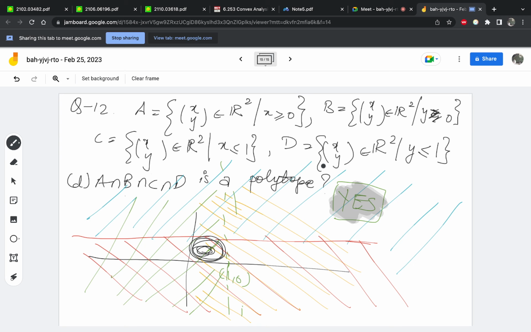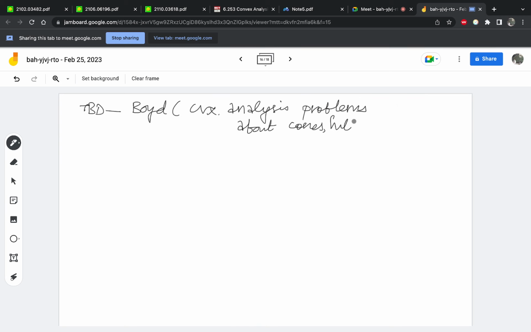So about cones, hulls, what else is there? Polytopes, polyhedra. Okay, this is all right. Since I have about, how much time do I have? About 15 minutes, sure.